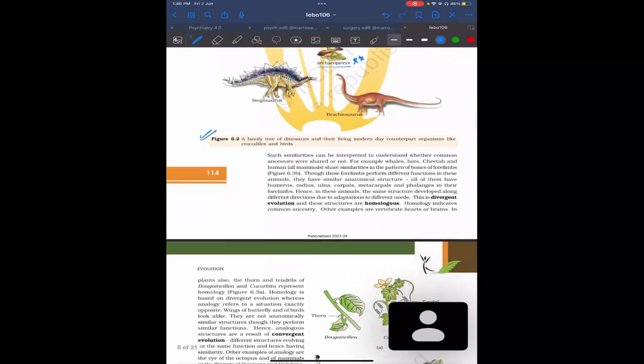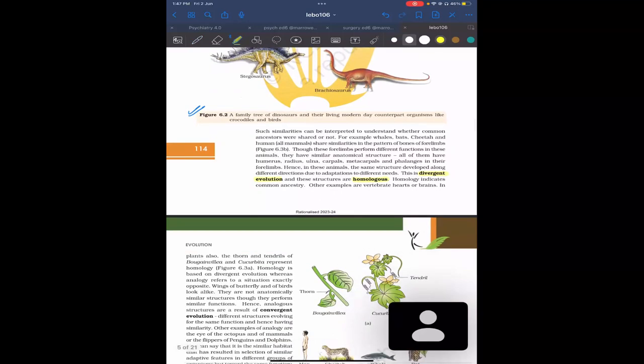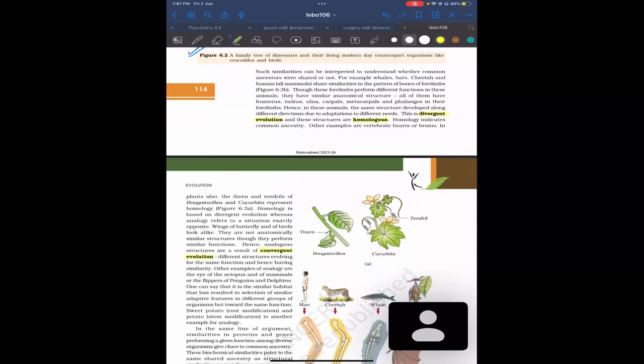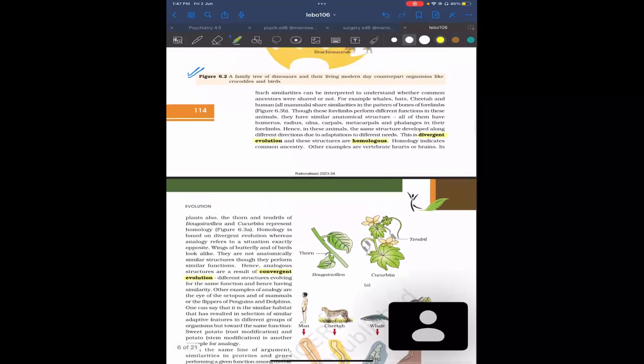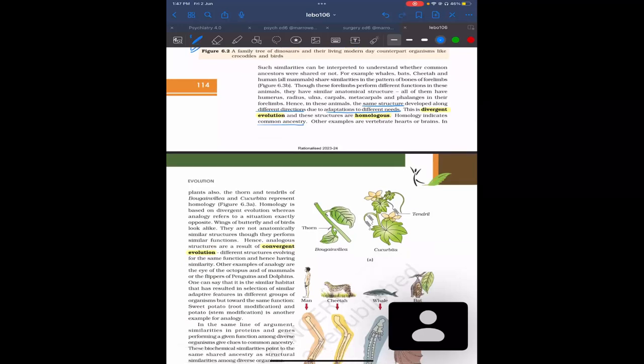Now here we will talk about divergent evolution, and these structures are called homologous, and there is convergent evolution, which are called analogous. So what is meant by divergent evolution? Divergent evolution means that initially the animals had the same structure, as written here, but their evolution and development happened in different directions, because adaptation happened for different needs. So what does this tell us? It tells us about common ancestry.